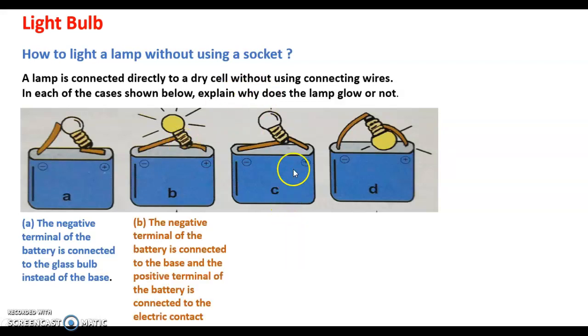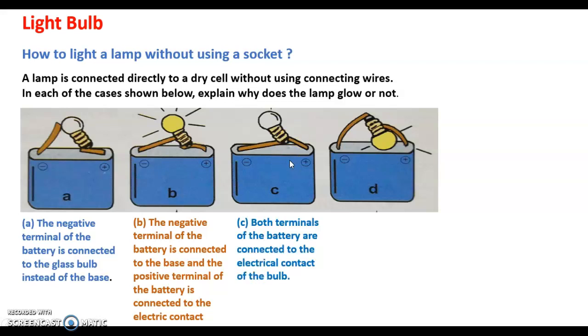In C, the two terminals of the battery, the positive terminal and the negative terminal, are connected to the electrical contact of the light bulb. Actually, one should be connected to the electrical contact and the other should be connected to the base, but this is not the case. That's why the light bulb doesn't glow. So both terminals of the battery are connected to the electrical contact of the bulb.